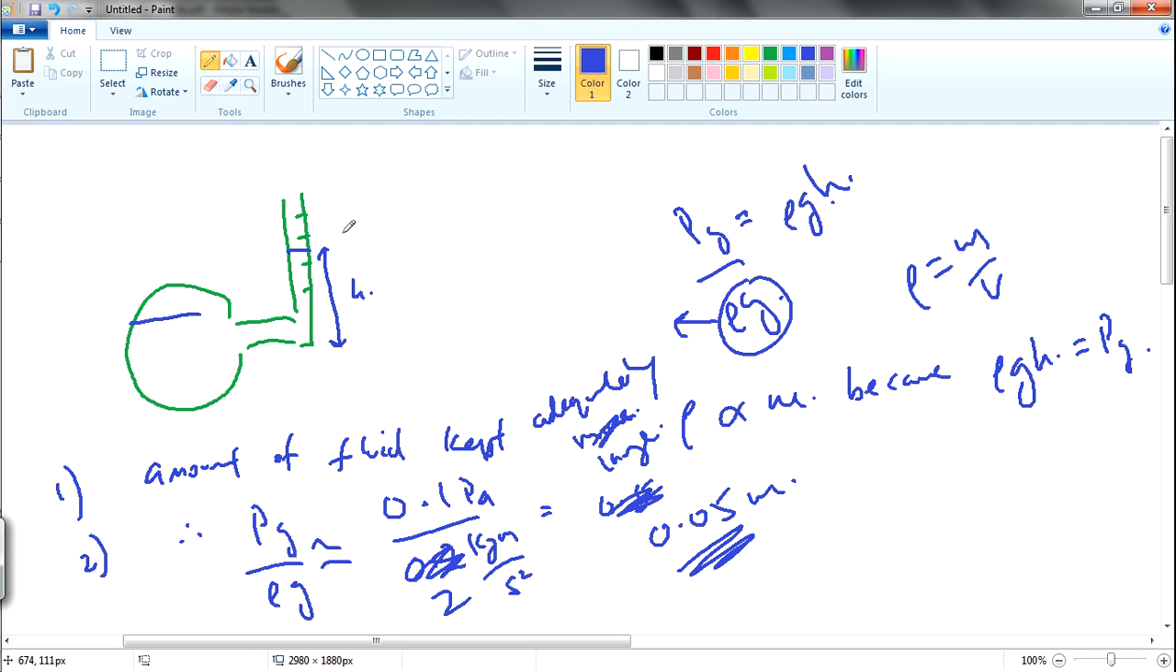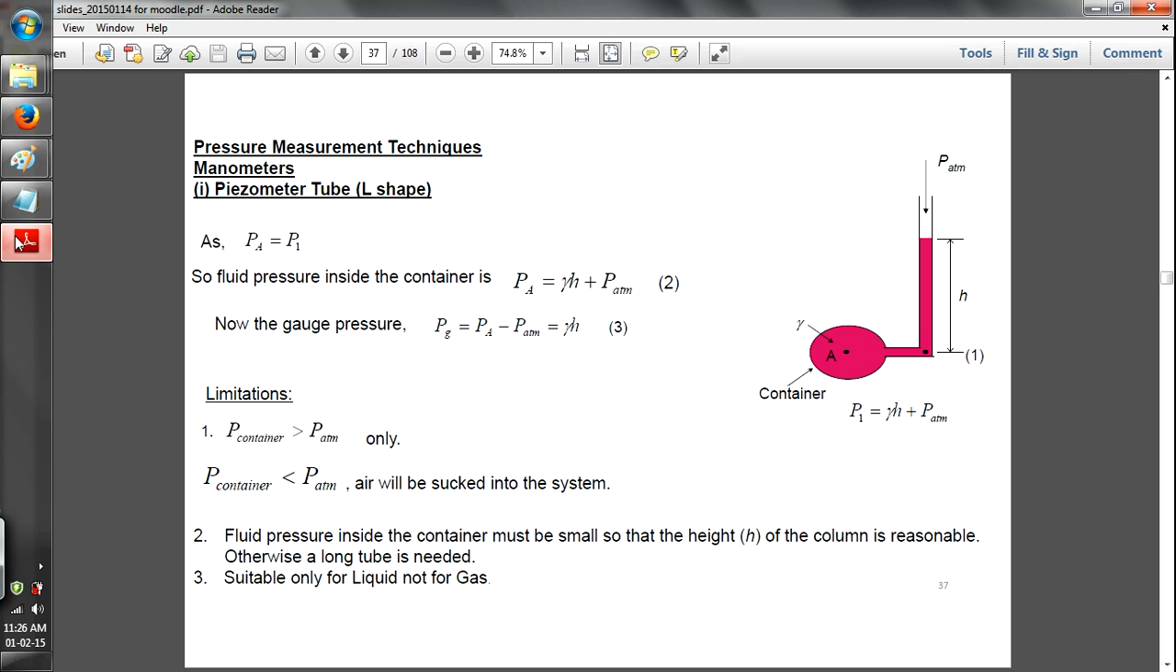Some fluids may have a lighter density. If the density is lighter, this one will be lower, so the h will be higher. So if the density of the fluid is lower, the height will change to here. This is another fluid. The blue color is one fluid, the orange color is another fluid. So I hope I gave you an intuition on this.